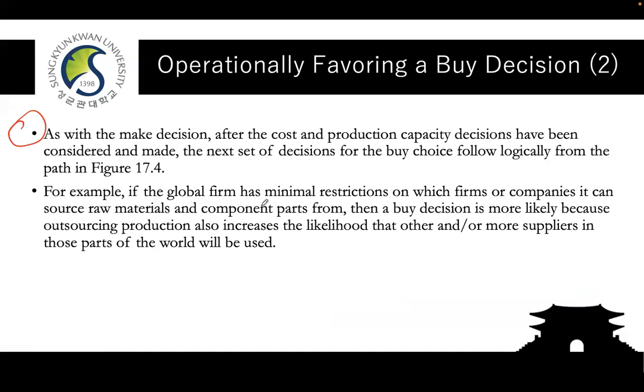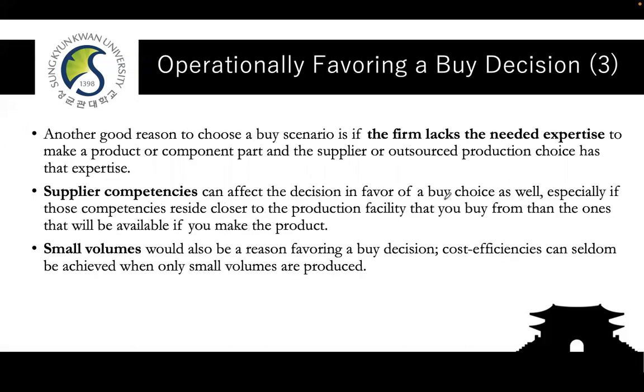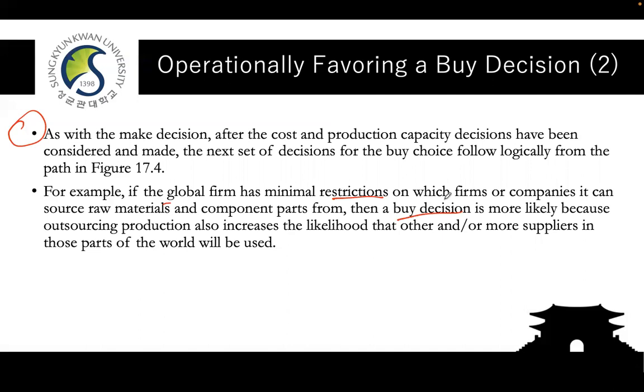See some examples here. If the global firm has minimal restrictions on which companies it can source raw materials and components from, then a buy decision is more likely, because global sourcing also increases the likelihood that more suppliers can be used. If we don't have any restrictions, we could buy from many suppliers, maybe with better varieties and better comparisons, and the suppliers are competing also.